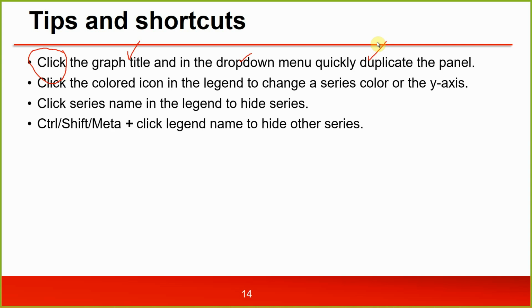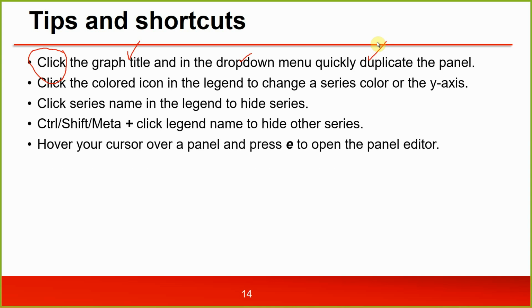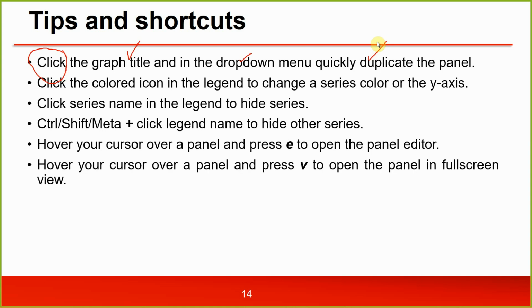Control plus shift plus meta plus click the legend name to hide the other series. Hover your cursor over the panel and simply type E to open the panel editor, instead of clicking on the graph title and then E or the edit option. Simple E will do. Hover your cursor over a panel and press V to open the panel in full screen view.